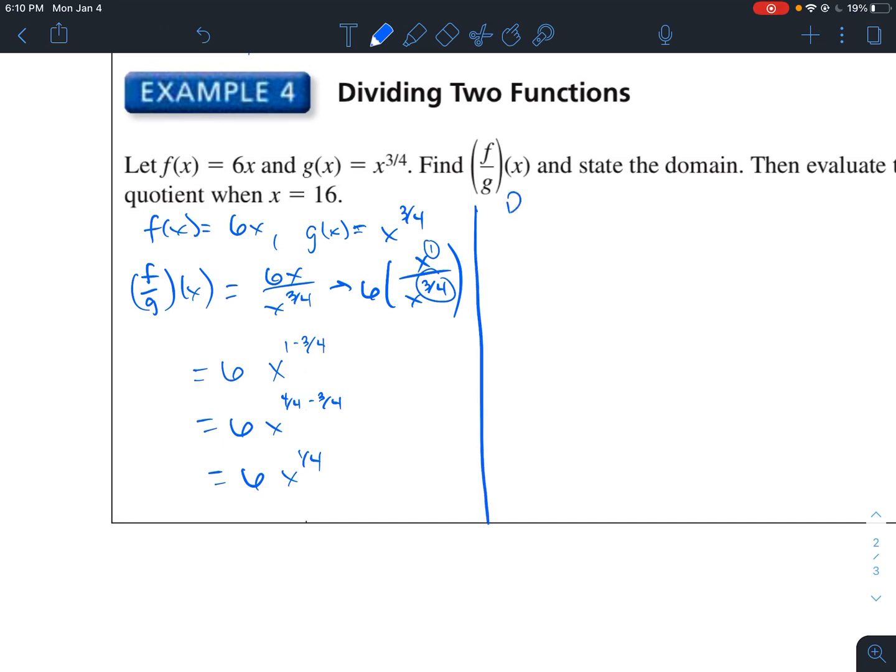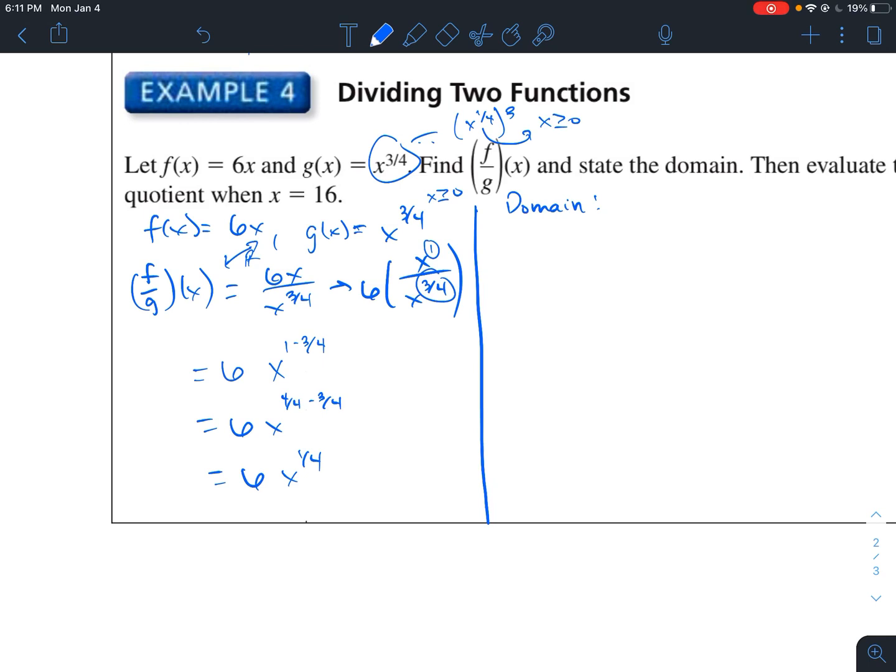Now let's talk about the domain. The domain for the first function, f of x, this is a linear function, so this is all real numbers. However, for g of x, this is a fourth root function. This is the same thing as x to the 1/4 being cubed. So we can't take the fourth root of a negative number. So that means x has to be greater than or equal to 0. Okay? So that would have to be consistent in our domain. So x has to be greater than or equal to 0.